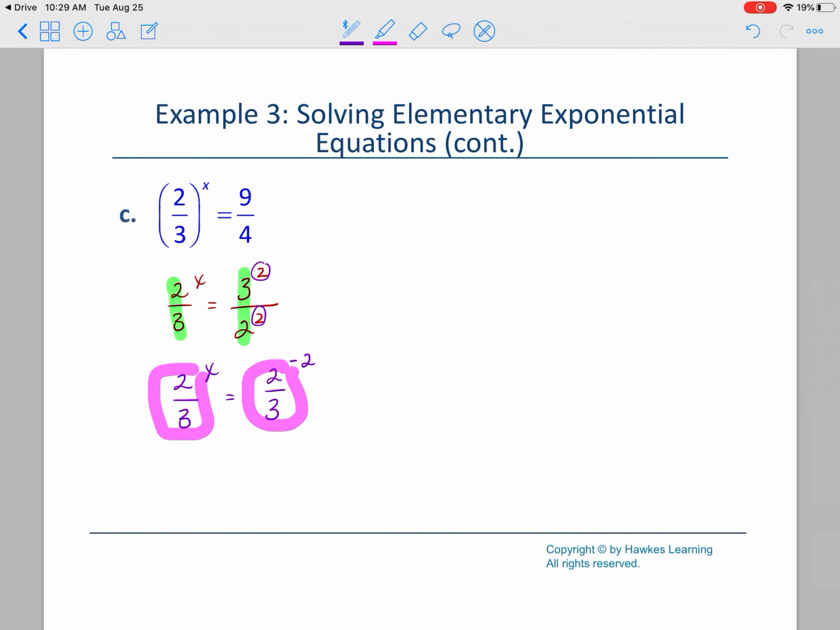Now, I'm where I need to be. I have like bases here of 2/3. So all I have to do is take my exponent part, x equals -2. And the nice thing is there's no solving. That is my answer.